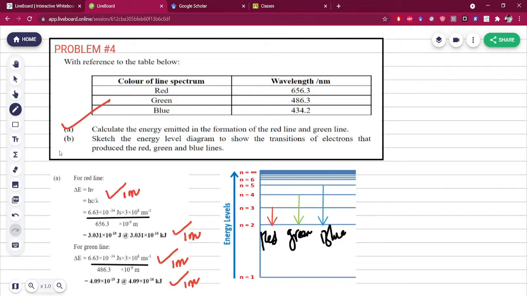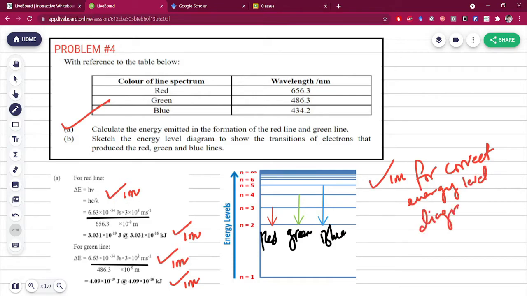When you do it like this, you would be able to get 1 mark for the correct energy level diagram, and then 1 mark for the red line, 1 mark for the green line, and 1 mark for the blue line. The transition must be correct.